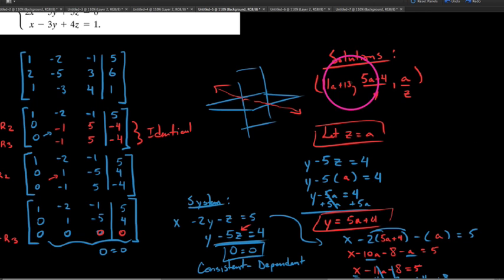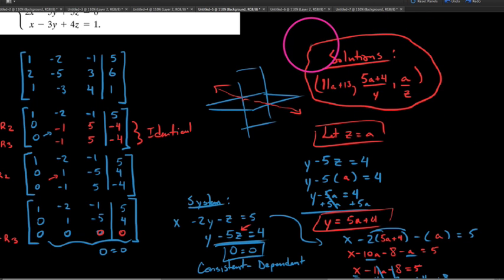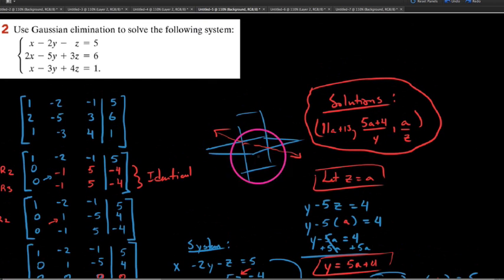11a plus 13. We're going to put a big box around this. Those would represent all infinitely many points along this line here, but we're going to have to represent dependent systems using an ordered triple in terms of an added variable.